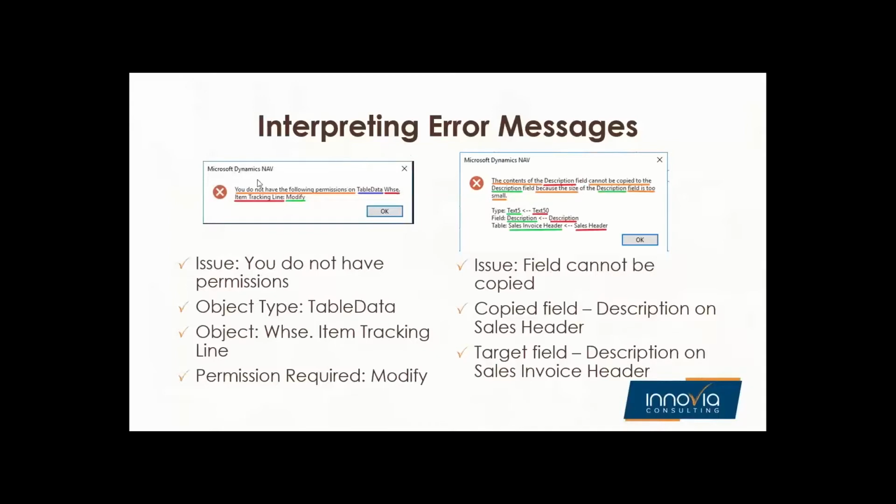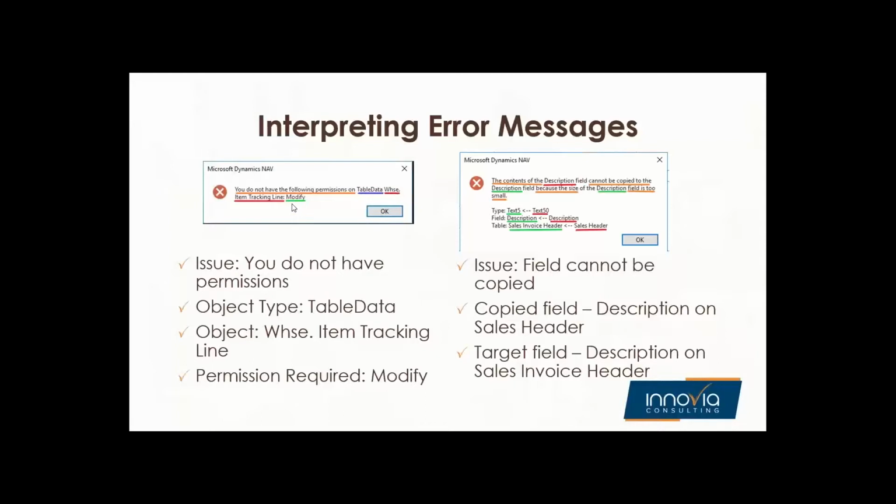I have this color coded here, with 2 of them side by side. The first thing is to identify what the actual issue is. Looking at the one on the left, this is a permissions error. I'm sure a lot of you have seen these. The issue is you don't have permissions on what the object type tells you is table data. So you don't have permissions on this table data. It will then tell you which table. It's talking about the warehouse item tracking line. So that is what we are having issues with.